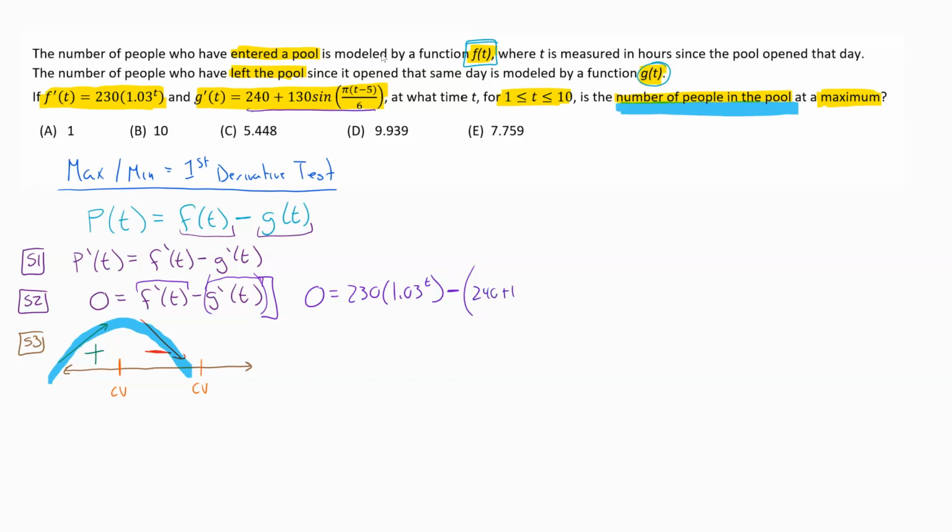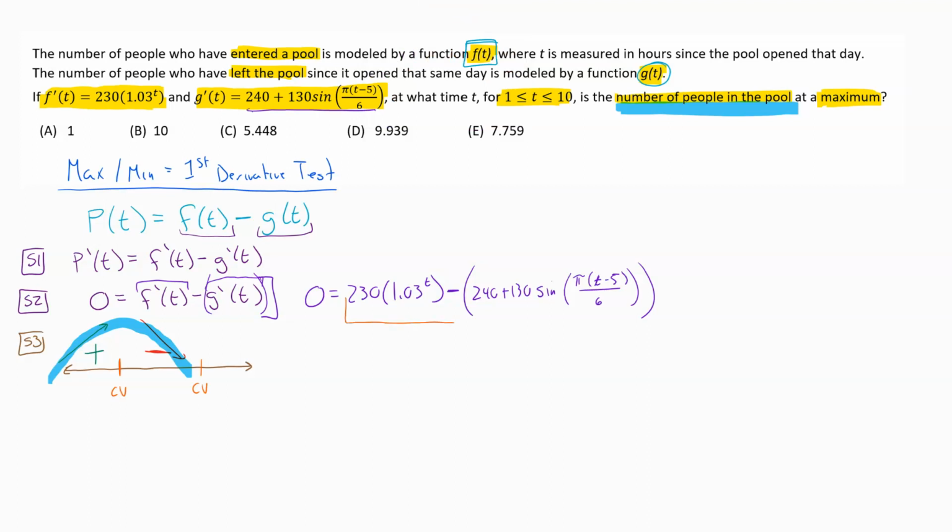So 240 plus 130 sine of pi, they couldn't have made this any longer, could they, of t minus 5, all of that over 6. So you'd be looking at that and thinking, man, how am I ever going to find when that equation equals 0? That's a monster algebra problem. Well, the great news is we don't have to solve that by hand because we're on a calculator required section, which means we can use the calculator to find where that's occurring.